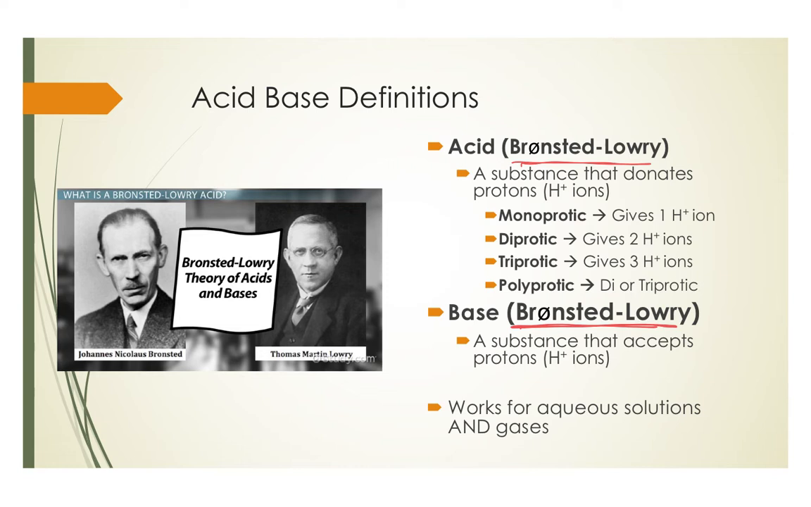Basically, what Bronsted-Lowry says is that an acid is any substance that donates protons. It's a proton donor, H+. If it's monoprotic, it's going to donate one hydrogen ion. If it's di, it can donate two, tri, three. Polyprotic means anything that can donate more than one hydrogen ion. Bronsted-Lowry bases are substances that accept protons. In other words, they are proton acceptors. And that's what goes on with that.